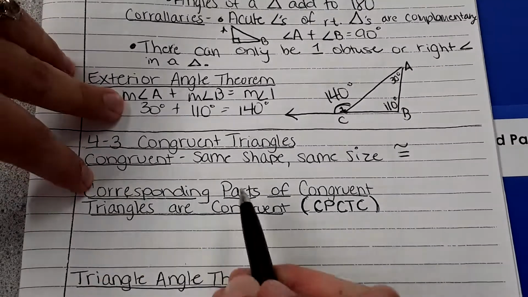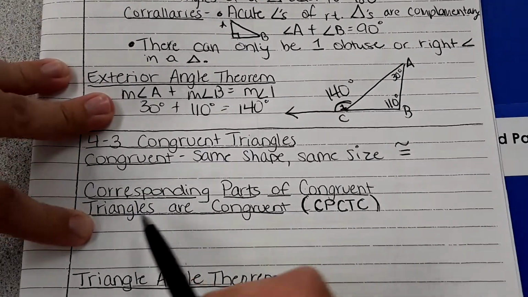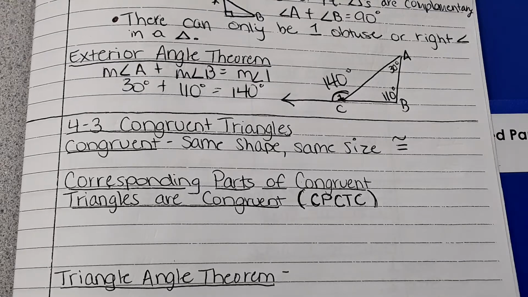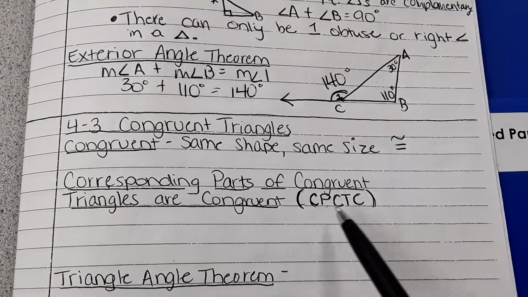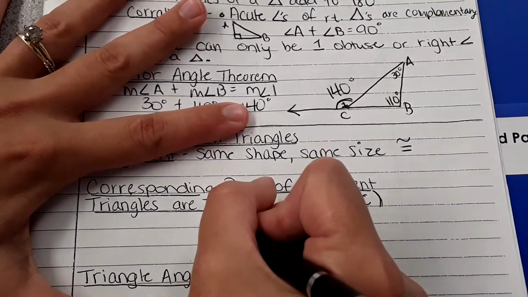It's corresponding parts of congruent triangles are congruent. I know that's a mouthful, but what that means is if you have two congruent triangles, then all your corresponding angles are congruent and all your side lengths are congruent. The abbreviation is CPCTC, and that's what you'll see written a lot as an answer choice instead of this all being written out. So I'm going to show you an example of this.